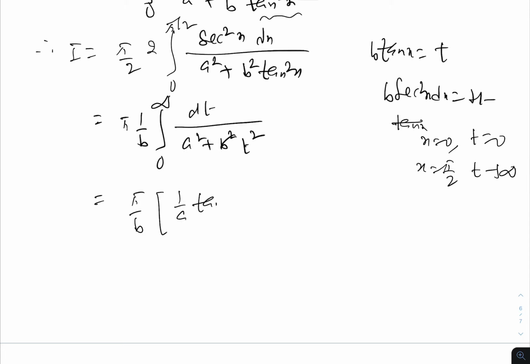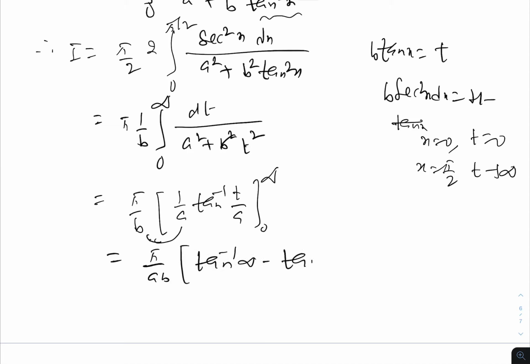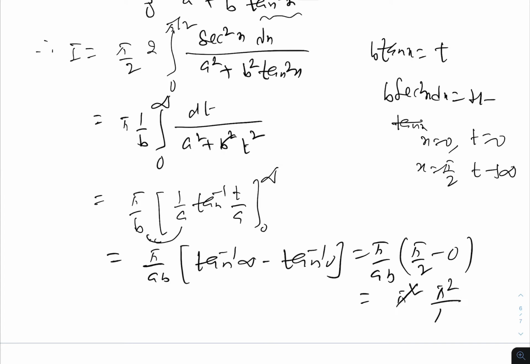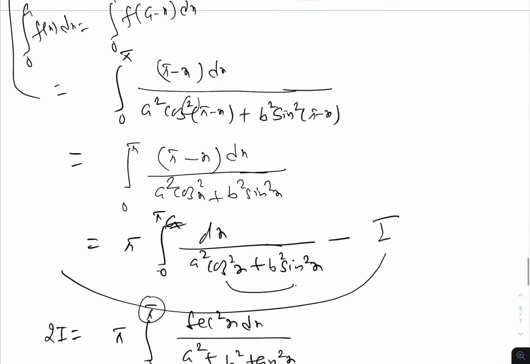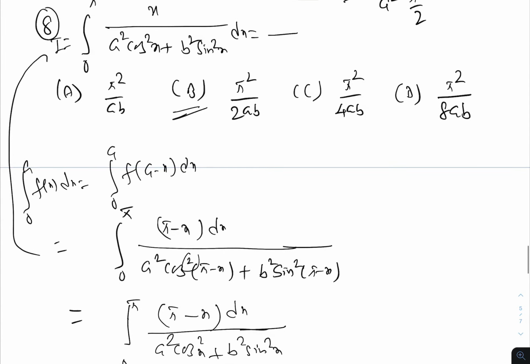1 upon a tan inverse t by b, from 0 to infinity. So this is pi over ab, and this is tan inverse infinity minus tan inverse 0. So pi over ab, tan inverse infinity is pi by 2, and tan inverse 0 is 0. So the answer is pi square over 2ab. So option B is there.